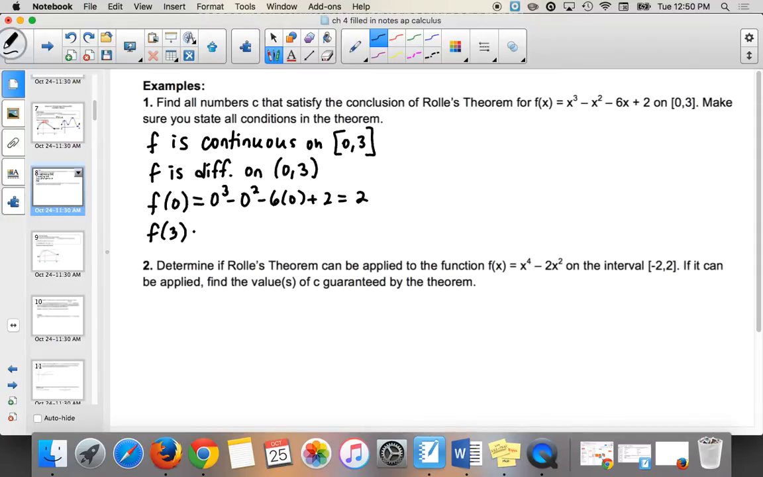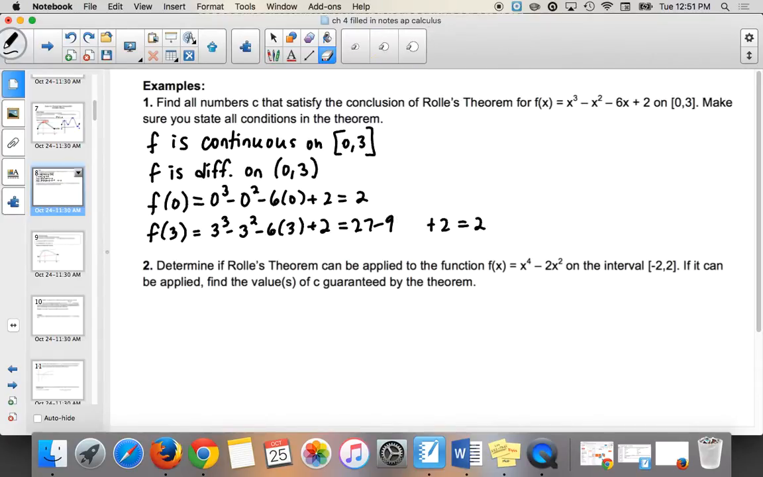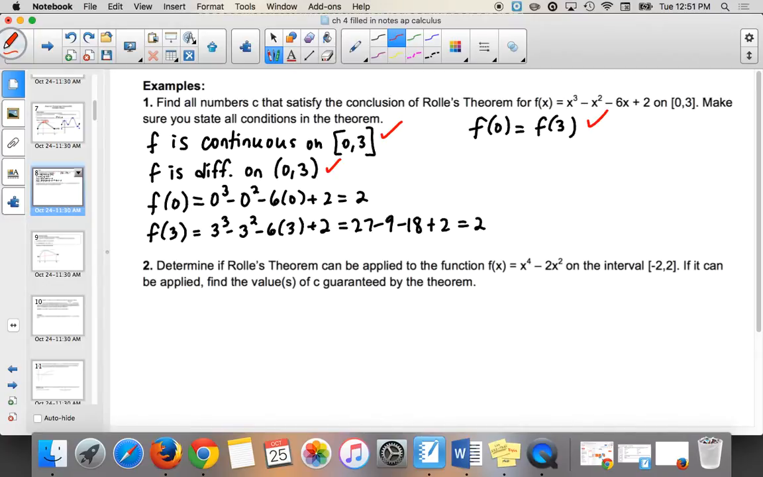And then f of 3 is going to be 3 cubed minus 3 squared minus 6 times 3 plus 2. So we get 27 minus 9 minus 18 plus 2. And that equals 2 as well. All right, so we get that f of 0 is equal to f of 3. So we have satisfied all three conditions. F is continuous on the closed interval, differentiable on the open interval, f of 0 equals f of 3.